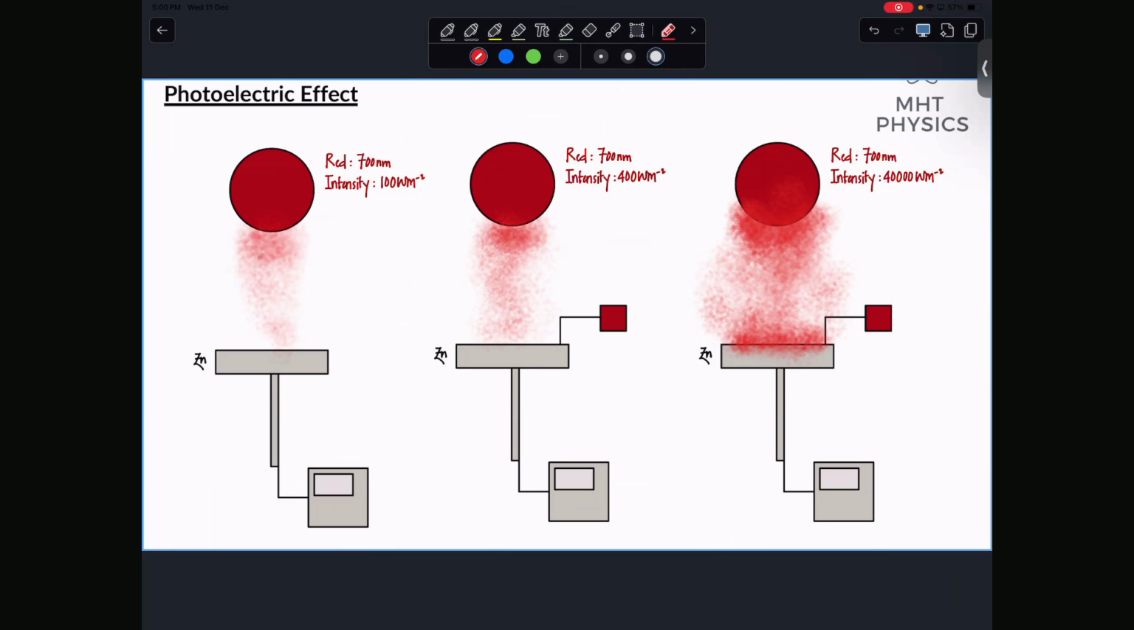So these are photons as well. Less energy photons.